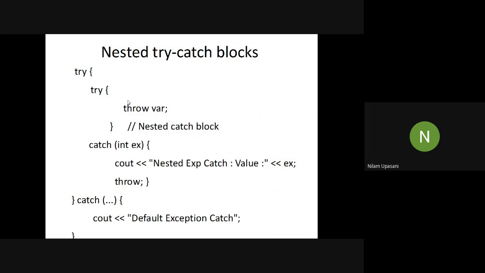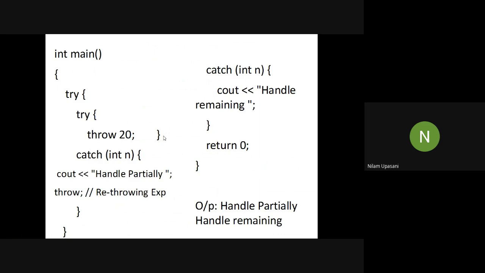Likewise, you can have nested try-catch blocks as per the requirement of your application. This is one example: in main, this try and an inner try block is also there, wherein I have thrown this exception of integer type. I caught it here and am displaying this message. First it will throw this exception 20. It is getting caught over here, and then it will display this message on the screen, handled partially. After that, the next statement is throw again. If I throw it again, it will be caught by the outer try now.